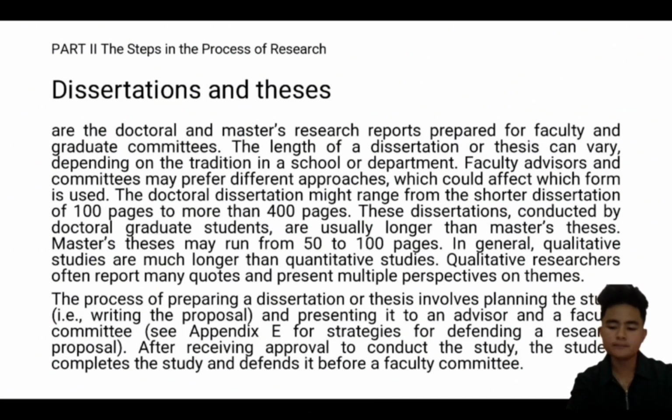Also, the length of the pages depends on the type of research. For example, qualitative studies, which focus on opinions, perspectives, and different viewpoints, tend to be longer because they include a lot of codes. On the other hand, quantitative studies focus on numbers and data. That's why they are quite shorter.